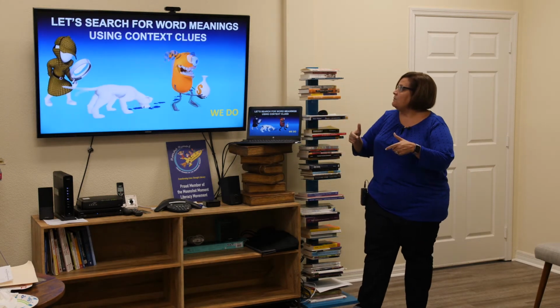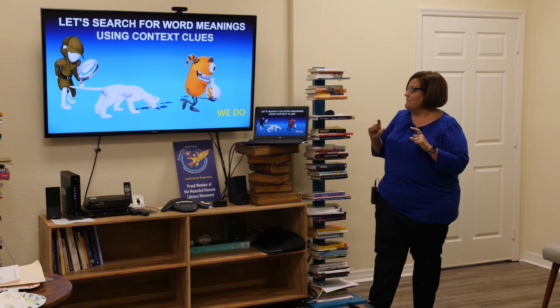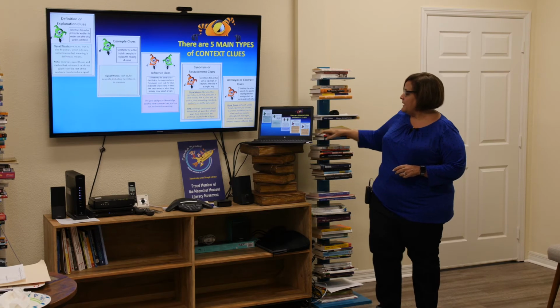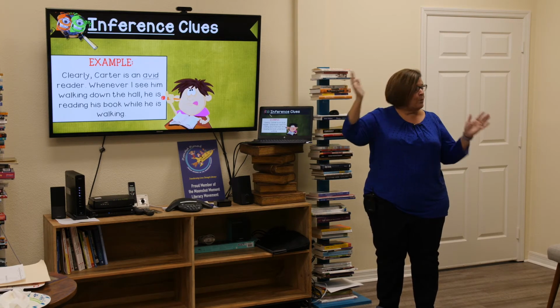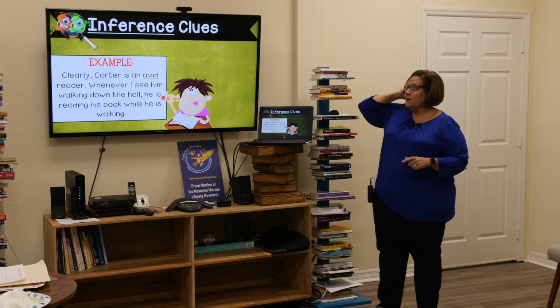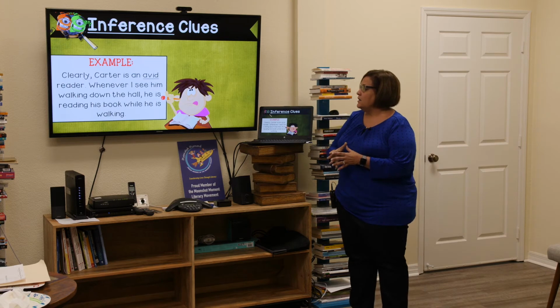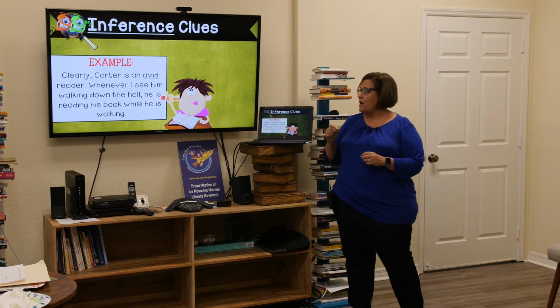The next thing we embed is context clues for the kids. These are the 5 main ones we do, so it'll look like this. This next part, I have the whole PowerPoint for you, but they'll just introduce one, not all 5. So, clearly Carter is an avid reader. Whenever I see him walking down the hall, he's reading his book while he is walking.